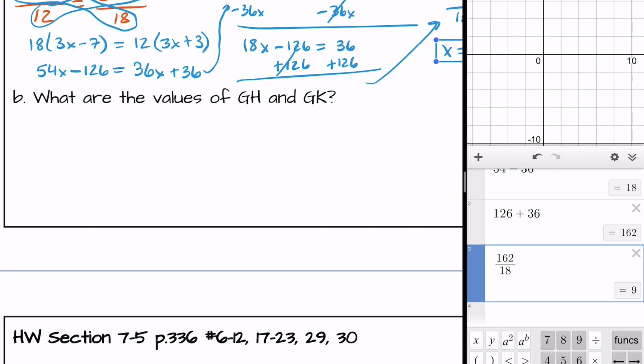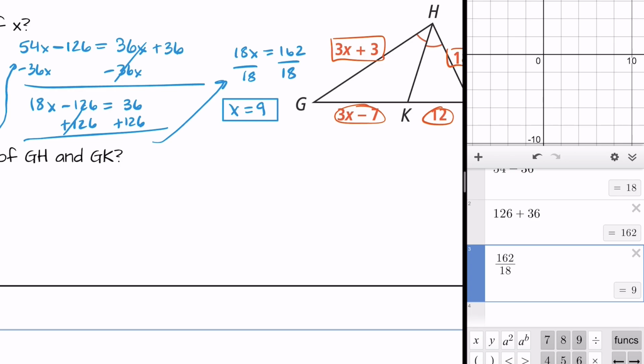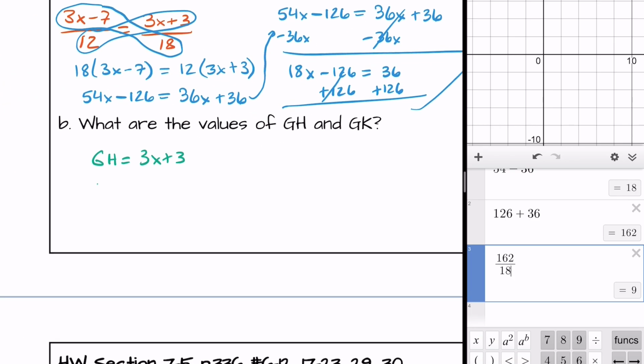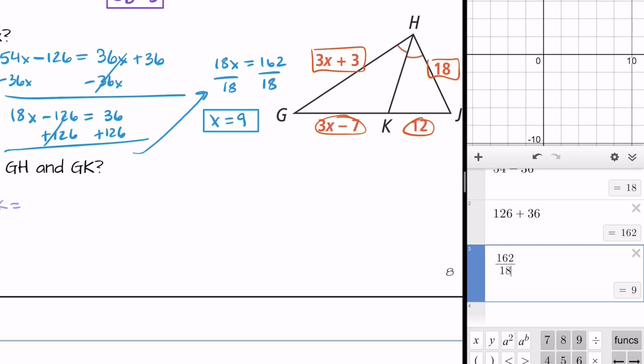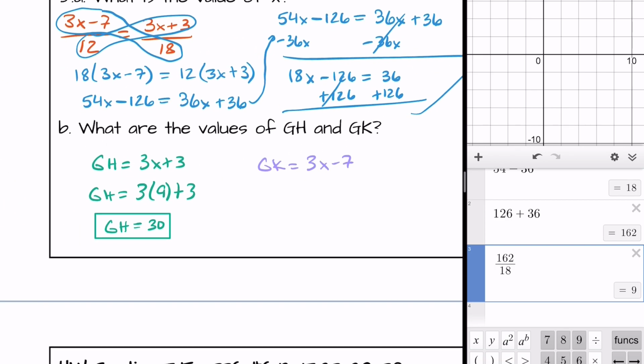And now that x is 9, we can find GH and GK. We substitute in 9. So 27 and 3 is 30. And then GK is 3x minus 7. We substitute in our 9. 27 minus 7 is 20. So GK is 20 and GH is 30. And that's it. Good luck with your homework.